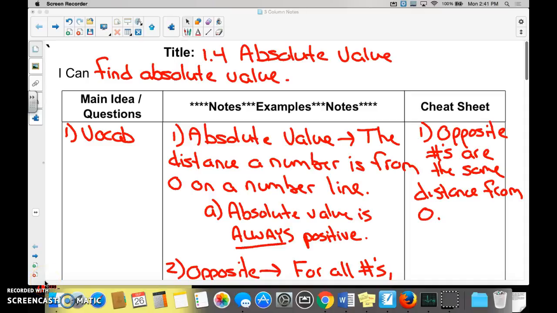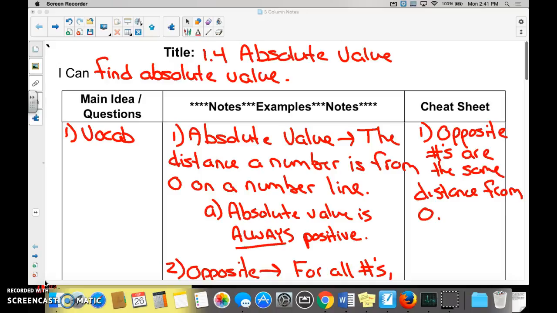Abshir, what did we do today? We did absolute value, and what is your I can statement for absolute value now? What is your I can statement? Matthew, what is it? Loud. I can find absolute value. Can you find absolute value, Matthew? Yeah. You feel confident in yourself now?